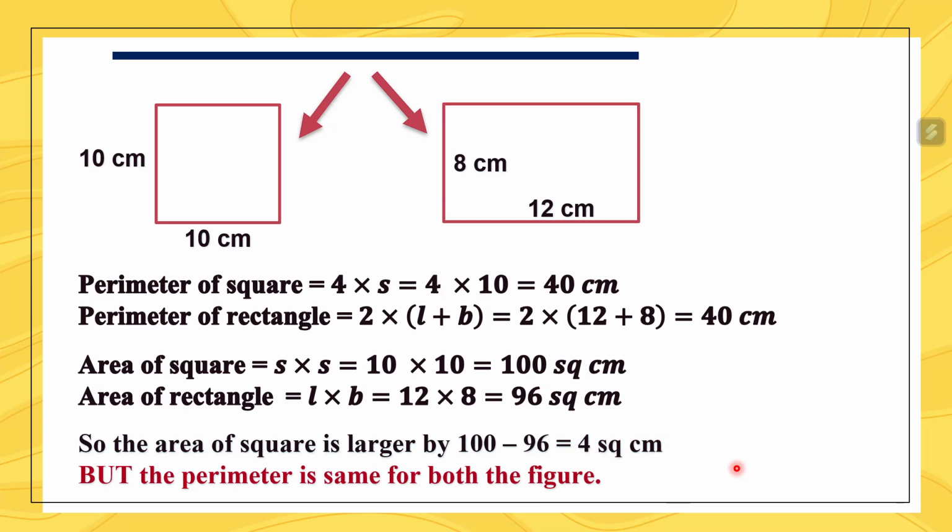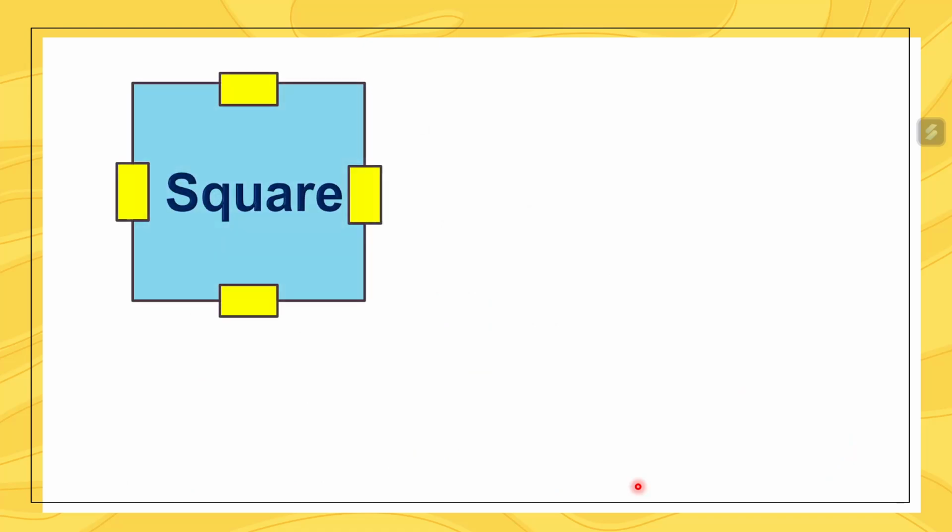But the perimeter of both the figures is the same. My students asked me a question: if the perimeter of both the figures is the same, then why is the area of only the square the highest, not the rectangle? Why not vice versa? Why is it that only the square has the highest area and not the rectangle, if the perimeter of both the figures is the same? I could not explain the actual concept behind this question to them, and I said that I will explain it by making a video on YouTube.